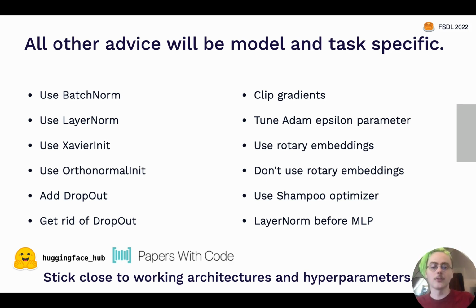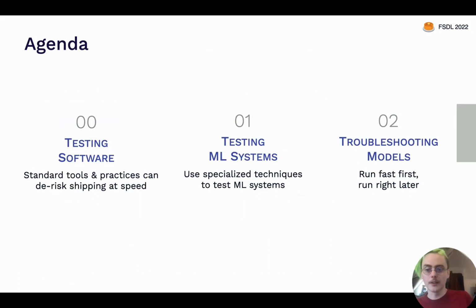So the easiest way to resolve this is to stick as close as possible to working architectures and hyperparameter choices that you can get from places like the Hugging Face Hub or Papers with Code. And in fact, this is really how these hyperparameter choices and architectures arise. It's via a slow evolutionary process of people building on techniques and hyperparameter choices that work rather than people designing things entirely from scratch. So that brings us to the end of the troubleshooting and testing lecture.